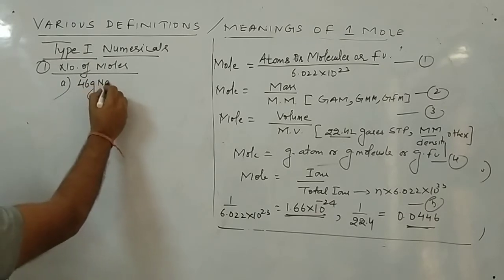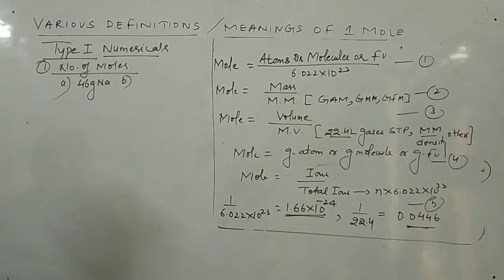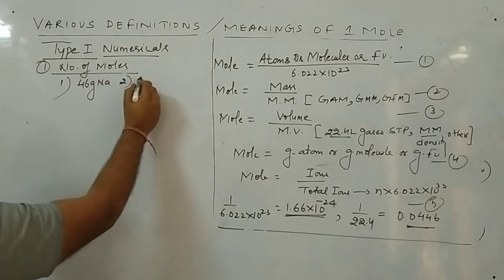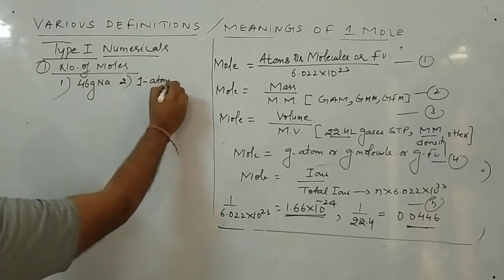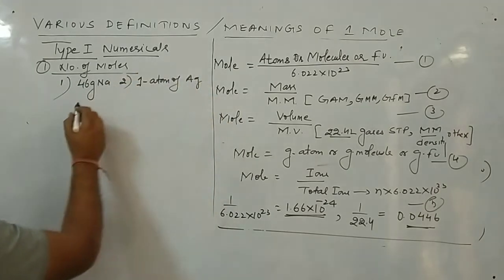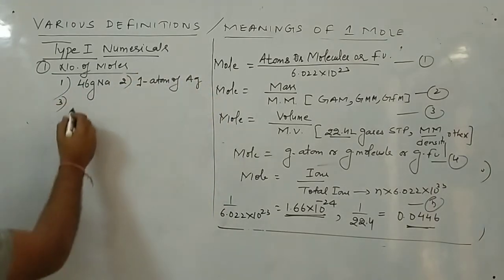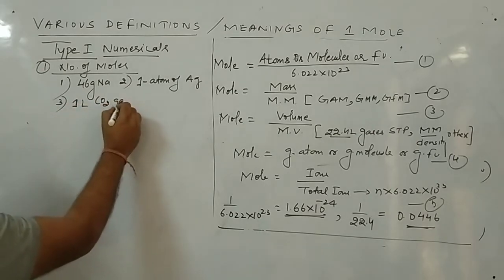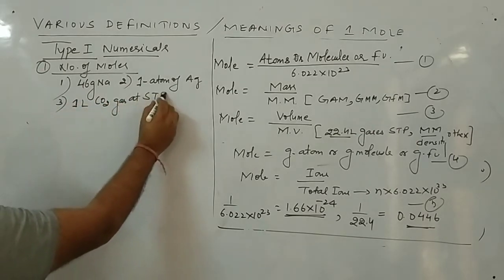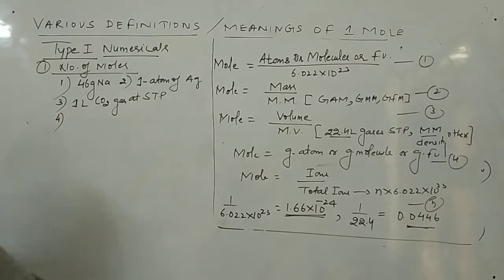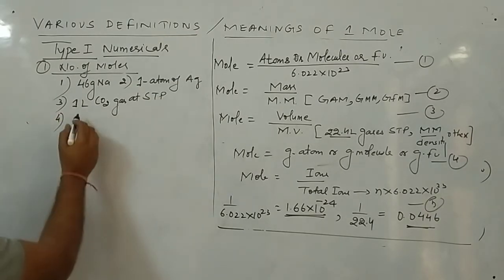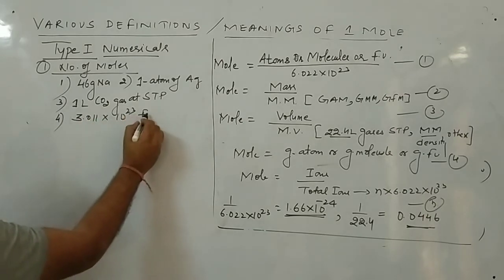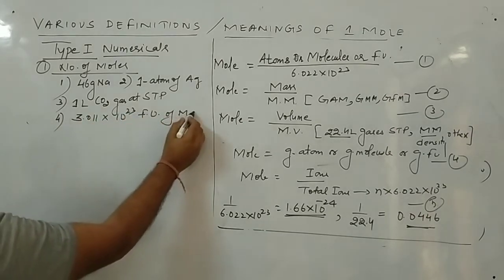46 grams sodium I will take. Then you can write this is 1, this is 2, 1 atom of silver, number 3, 1 liter CO2 gas at STP, 4 you can take, 3.011 × 10^23 formula units of MgO.